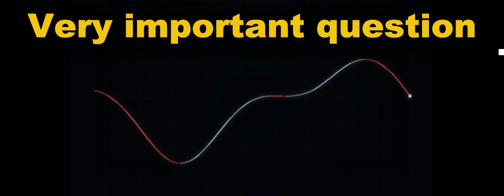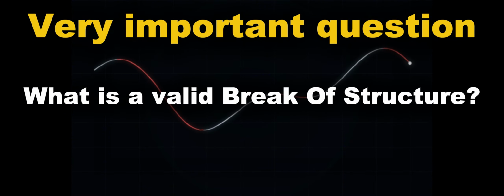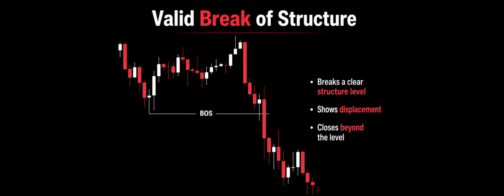Now let's answer a very important question. What is a valid break of structure? A valid break of structure should break a clear structure level. It should show displacement, and it should close or accept beyond the level.